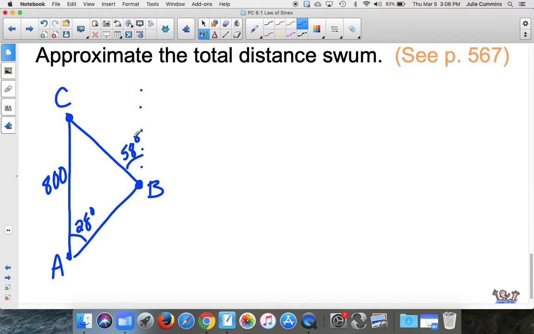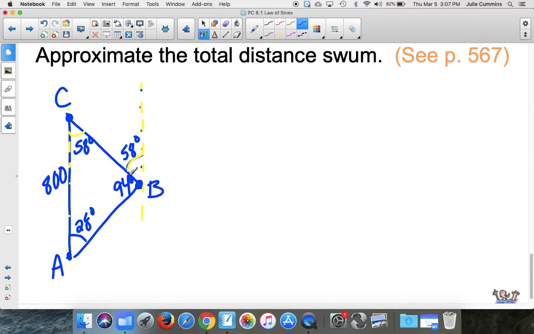All right, so to do this, we're going to need to figure out some of these angles. Notice that this line and this line are parallel. So that means this angle and this angle are alternate interior angles. So this will be 58 degrees. And then simply by adding and subtracting from 180, we can find angle B over there. I want to say 94 degrees. Does that sound right?